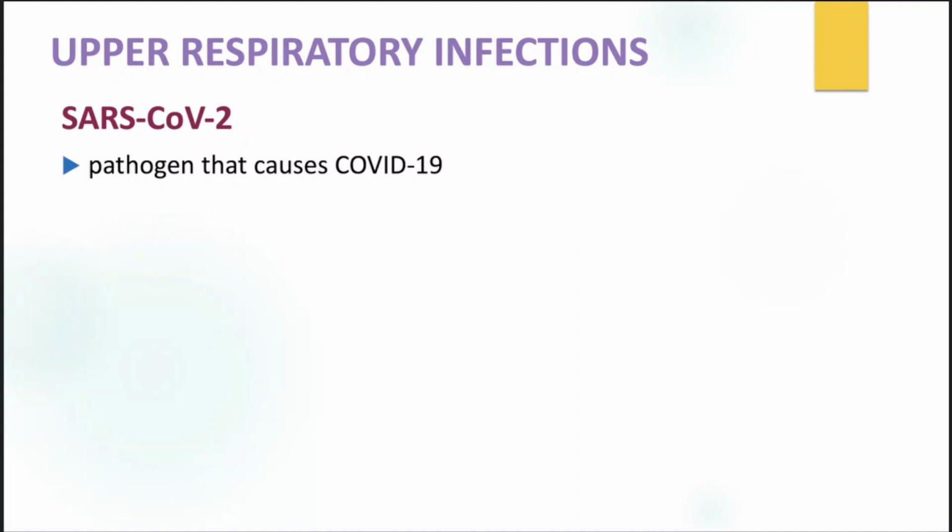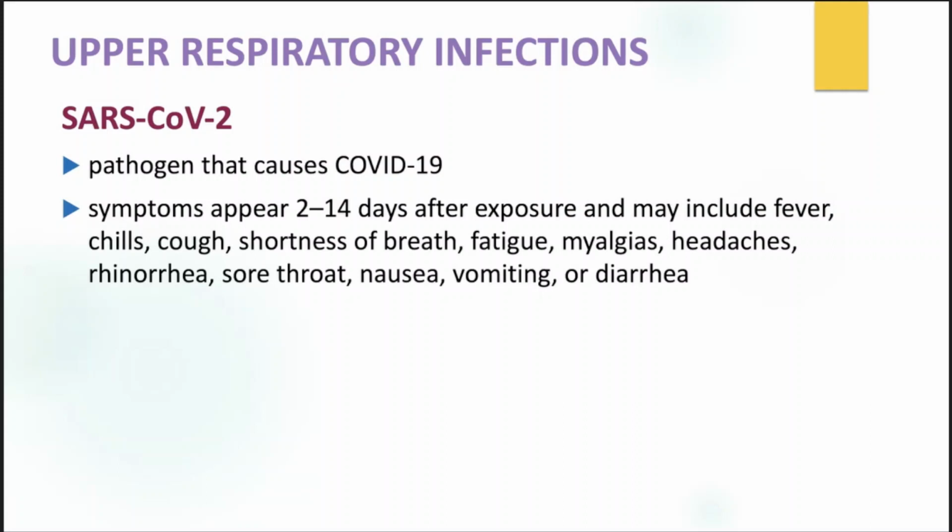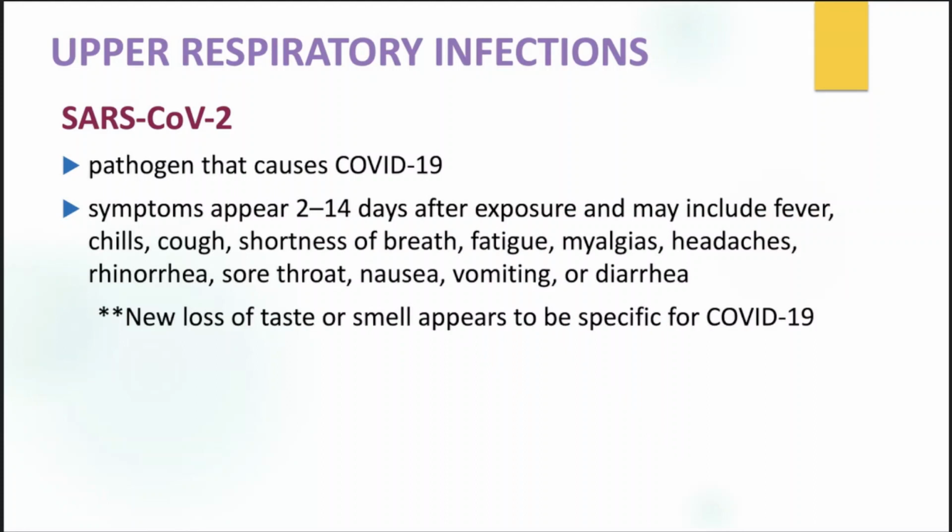SARS-CoV-2 is the pathogen that causes COVID-19. The symptoms appear 2 to 14 days after exposure, including fever, chills, cough, shortness of breath, fatigue, myalgias, headaches, rhinorrhea, sore throat, nausea, vomiting, or diarrhea. I think your Harrison's, the latest edition, was published around the start of the pandemic. As we move along the different variants going into the third year of the pandemic, some of the symptoms have already changed, so it's not as accurate anymore in the description, but we could still apply it.